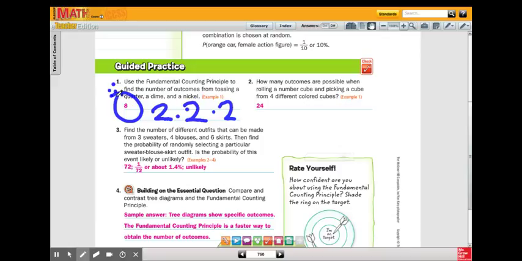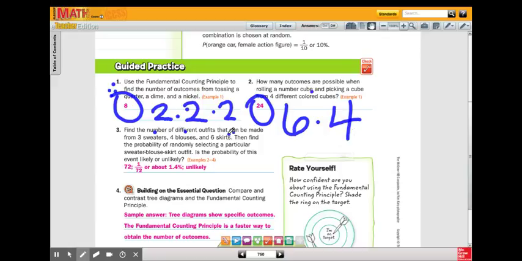So here's the outcomes for rolling a number cube and then picking a cube from 4 different colored cubes. Well, for rolling a number cube, you have 6 choices. Picking a cube from 4 different colored cubes, there are 4 choices. 6 times 4, 24. Number 3 here says, let's see, we have 3 sweaters, 4 blouses, and 6 skirts.